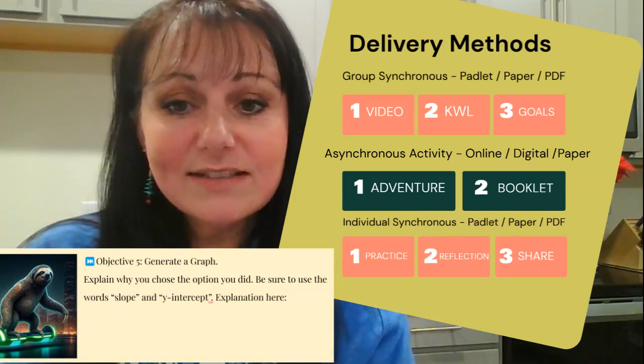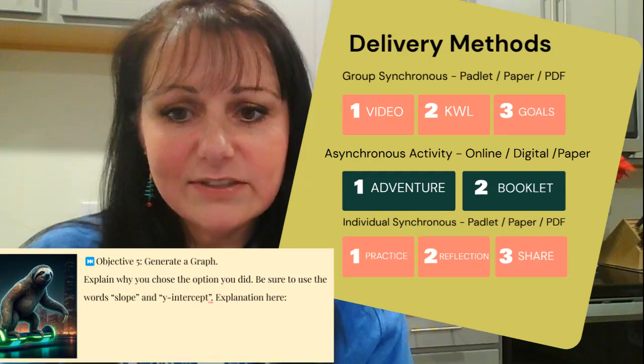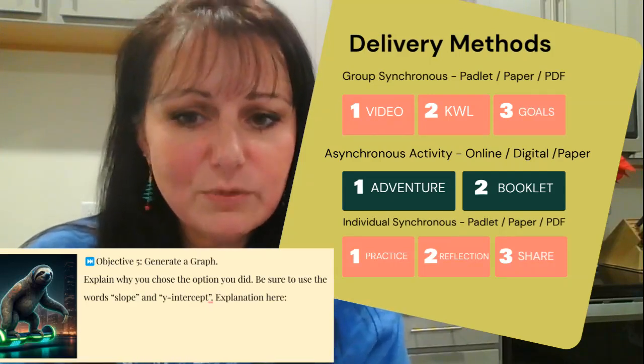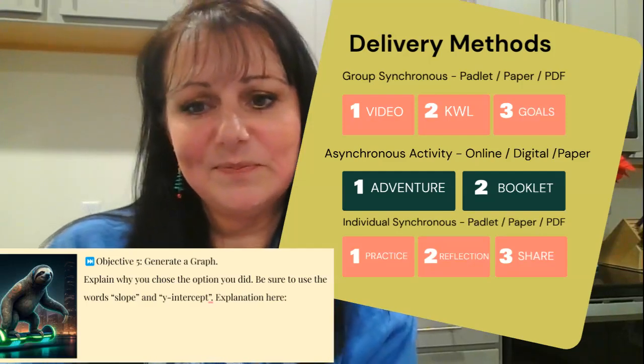It reads, Objective 5, generate a graph. Explain why you chose the option that you did. Be sure to use the word slope and y-intercept.